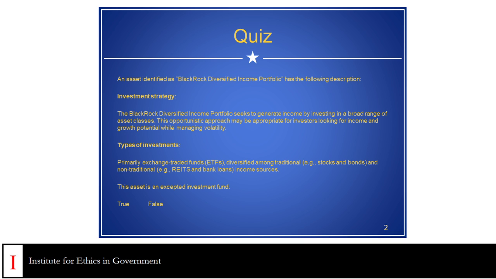The answer is false, because this investment is actually a managed account. Often there are a few clues that can help you identify a managed account. In this example, the word portfolio in the name of the asset and the fact that the portfolio holds a variety of asset types should provide enough clues to make you question the type of asset.